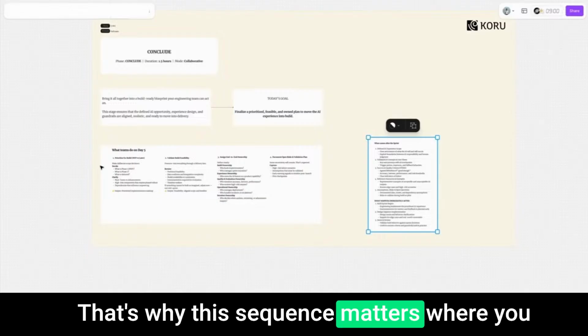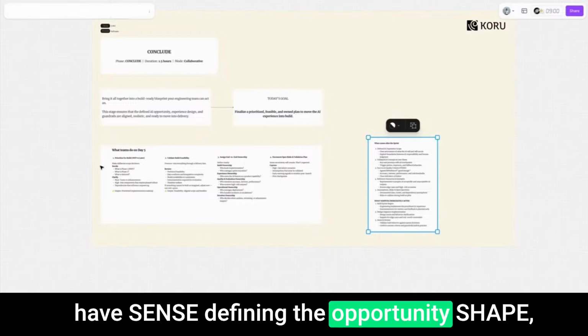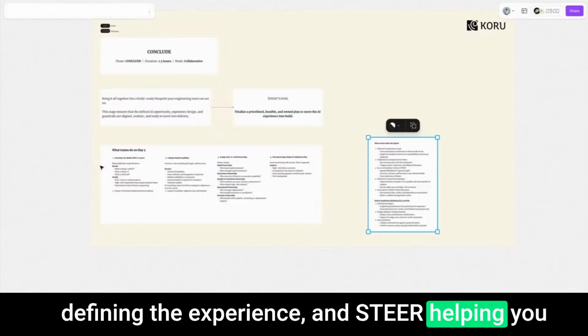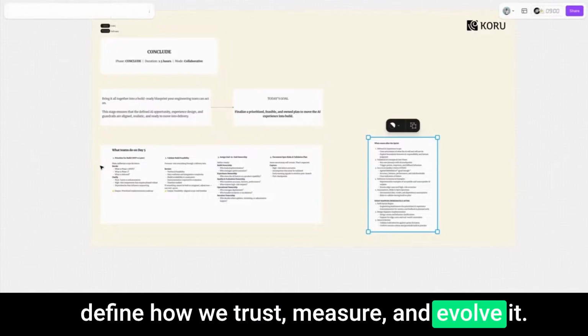And that's why this sequence matters, where you have sense defining the opportunity, shape defining the experience, and steer helping you define how we trust, measure, and evolve it.